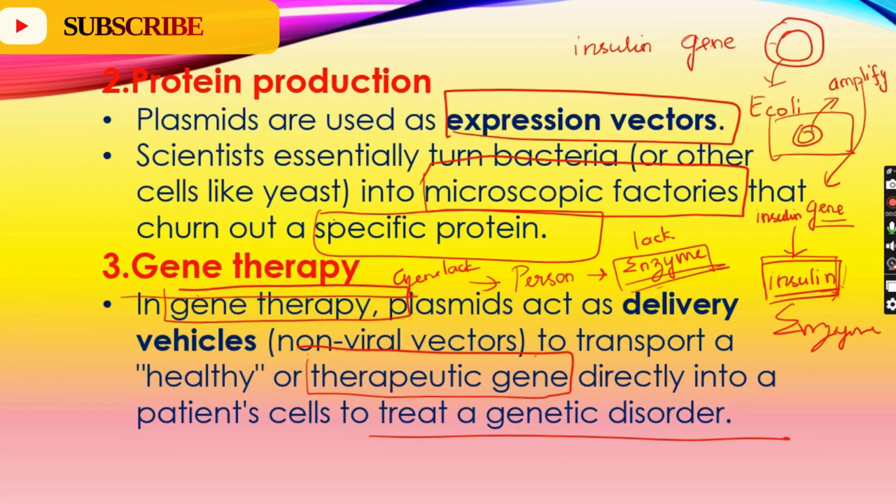So a plasmid can also be used in genetic disorders, in genetic technology, protein production and as a vector. These are the uses of plasmids.